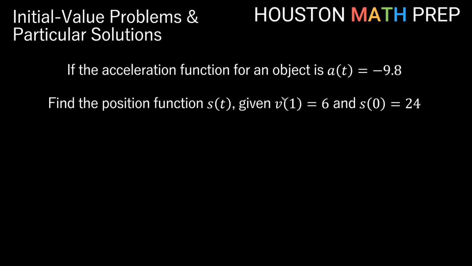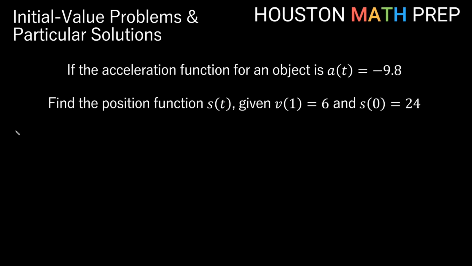Let's look at one more example. We're giving you two conditions here. We have the acceleration function for an object, a of t is negative 9.8. We want to find the position function, s of t, and we're given two conditions: v of 1 is 6 and s of 0 is 24.